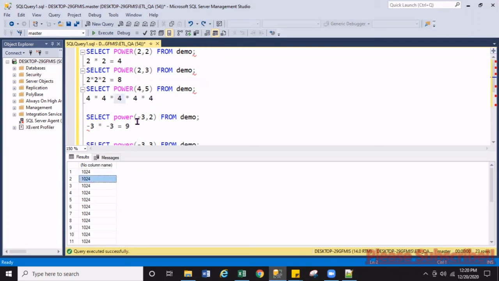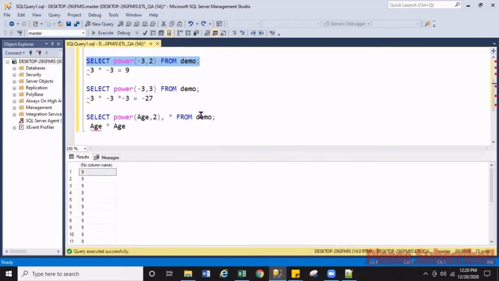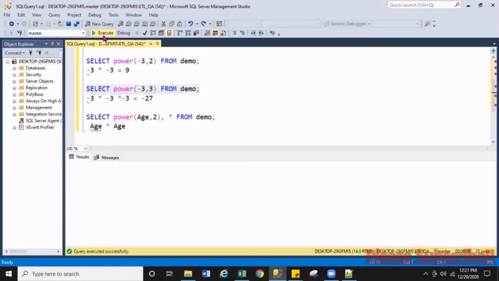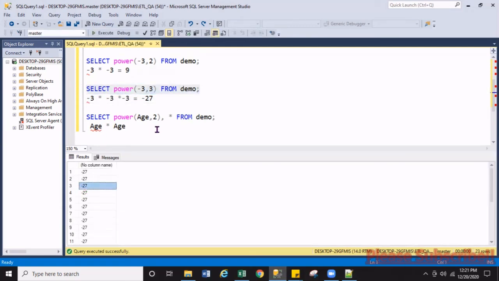Similarly, if the base number is minus 3, minus 3 power 2 means minus 3 times minus 3, 2 times, right? That becomes plus, because minus and minus convert to a plus. However, if I do minus 3 power 3, that means 3 times: minus times minus becomes positive, then again times minus 3 becomes negative. So it will give minus 27.